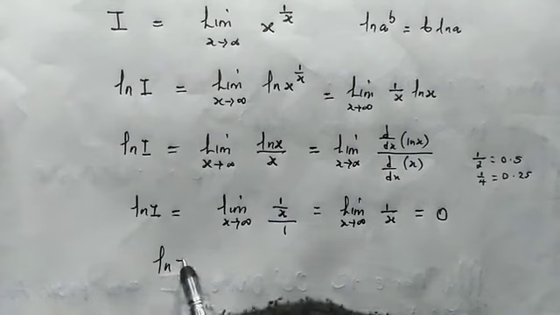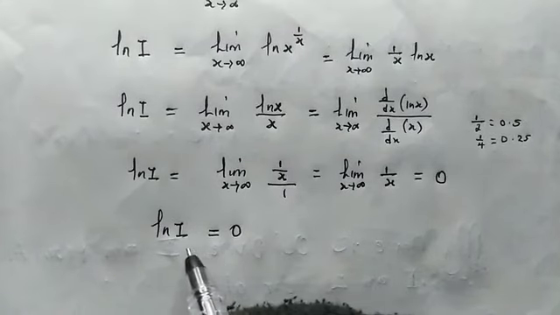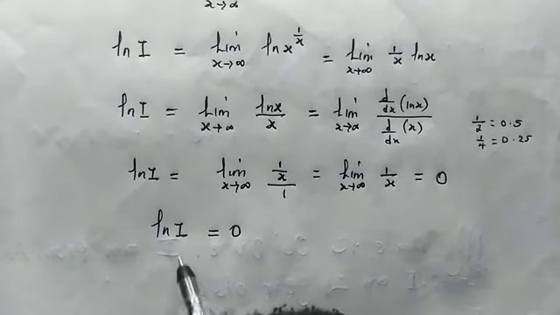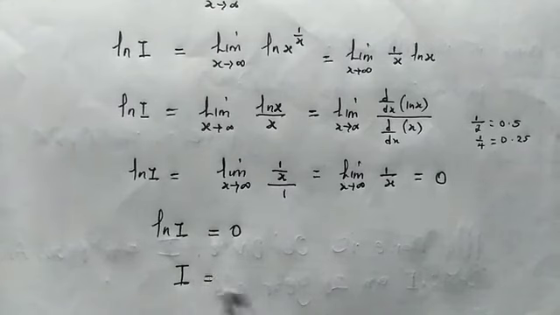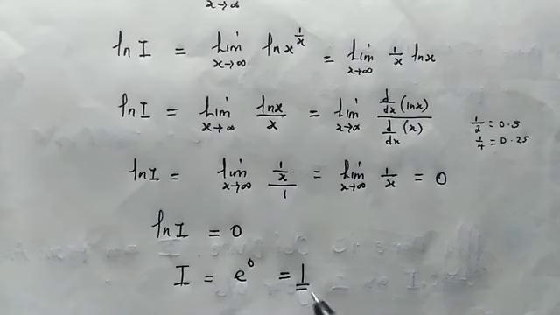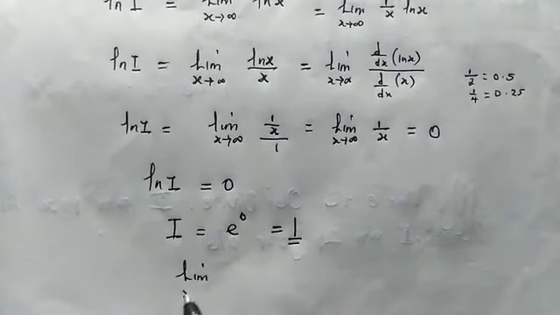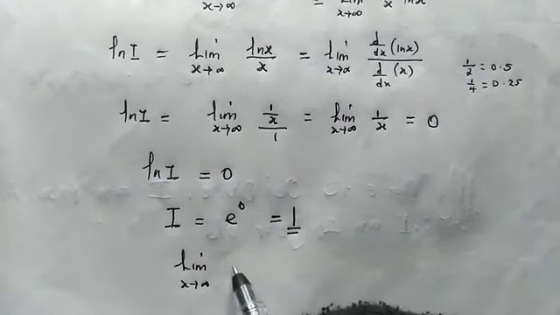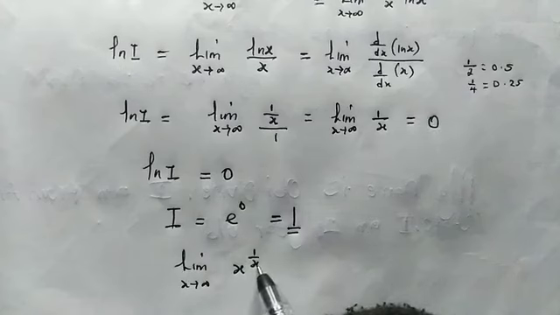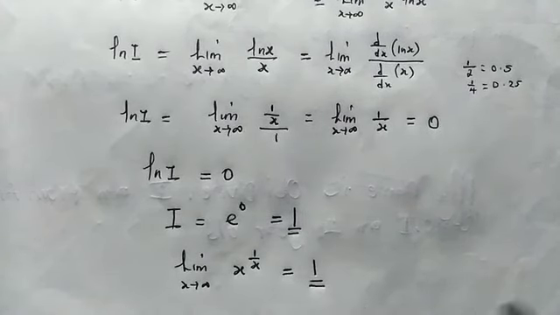So here we have the natural log of I is equal to 0. From here we need to solve for I. So I will be equal to e to the power of 0, and this is equal to 1. And this is the right answer. So we can conclude that the limit as x approaches infinity of x to the power of 1 over x is equal to 1. And this is the right answer.